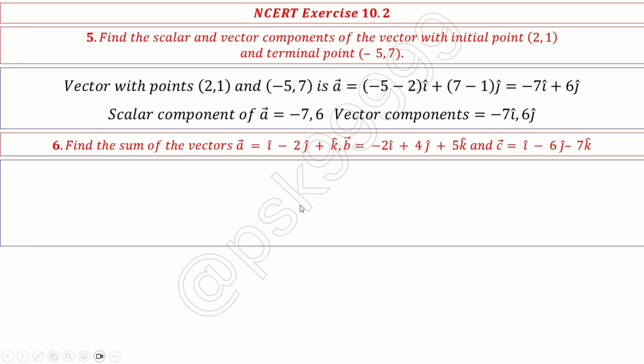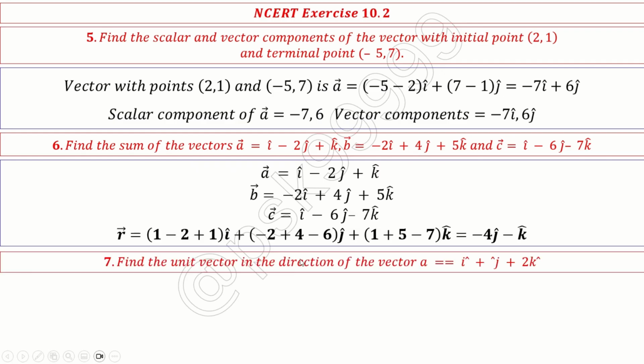Next, it is a straightforward question. You can just sum each term independently, the i term, j term and k term. You should sum or subtract them. So this is simple.